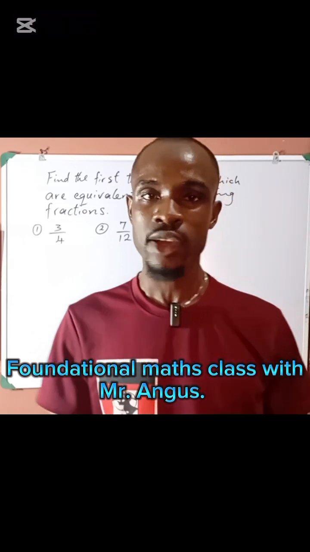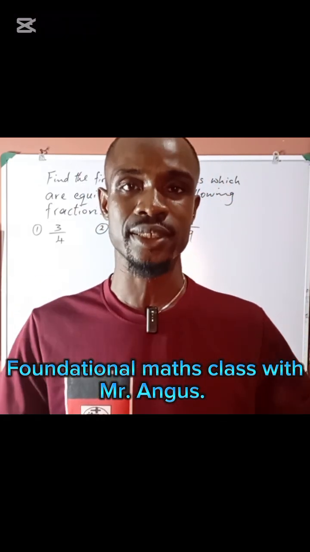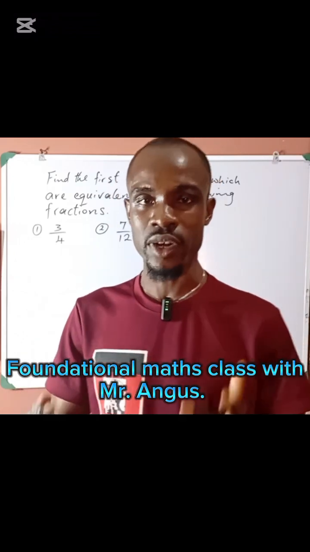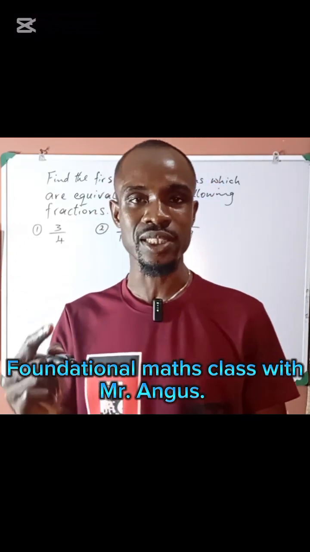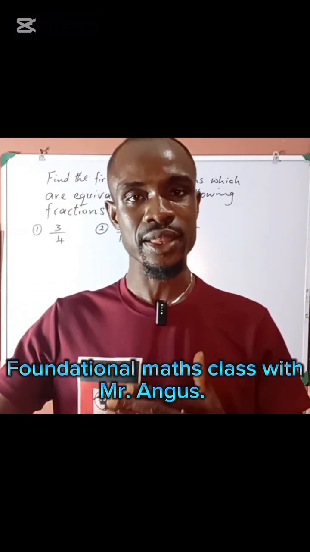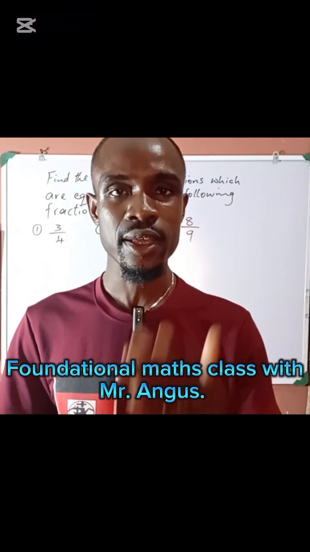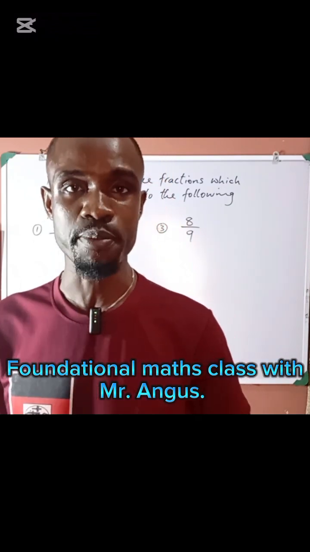Equal to each other. Or you can simply say that equivalent fractions are fractions which are the same with one another. For instance, 1 over 2 is the same thing as having 2 over 4, and it's also the same thing as having 3 over 6. So these three fractions are equal to each other. That is what equivalent fraction means.